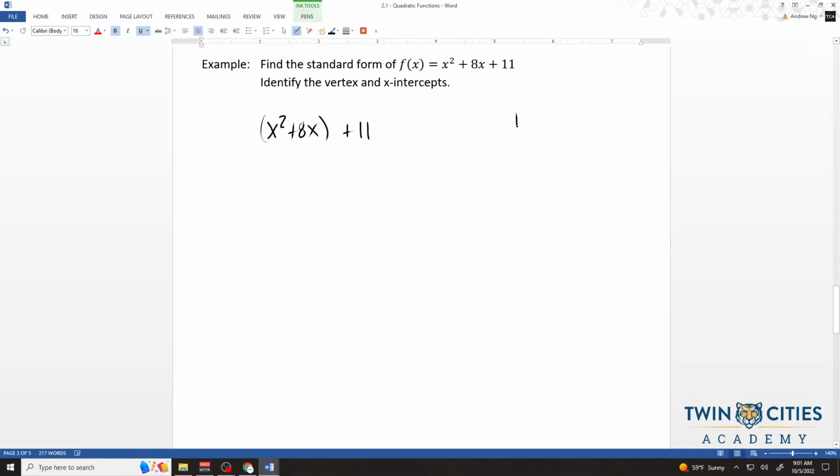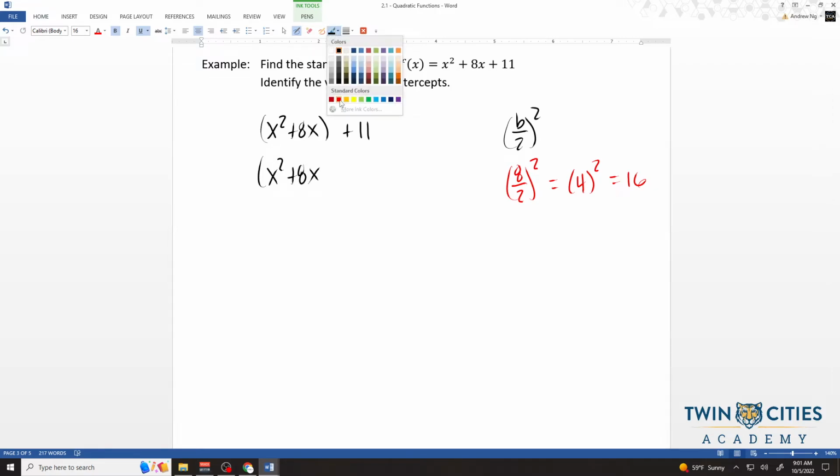All right, b over 2 squared this time is going to be, I've got 8, so this is going to be 8 over 2 squared. 8 over 2, that's 4 squared, which is 16. So I'm going to be adding and subtracting 16 inside of these parentheses. x squared plus 8x, and then here, this is where I'll add and subtract 16. And then I've got plus 11 on the outside.